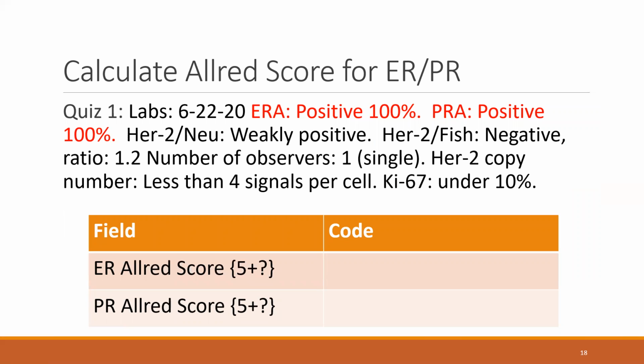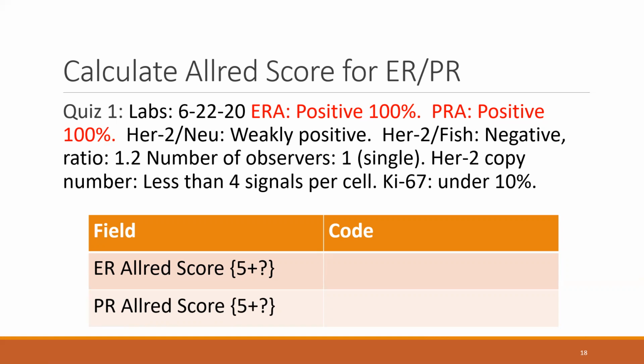Okay, so let's calculate a couple of these all red scores and see what we have. If you need to look back, I think it's slide 15 for the all red table to figure these out. Remember, we're looking for two things in the text. We need the proportion score.